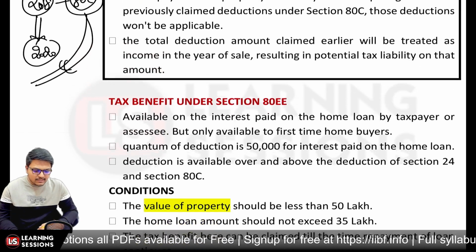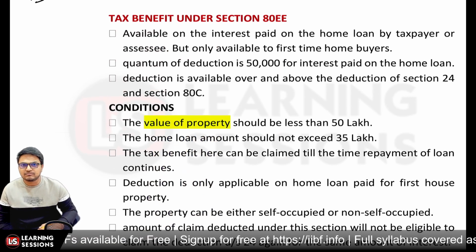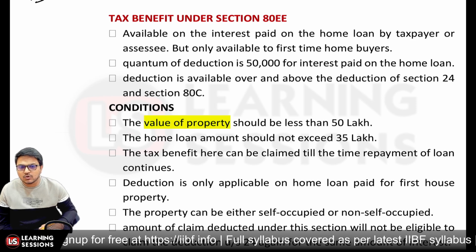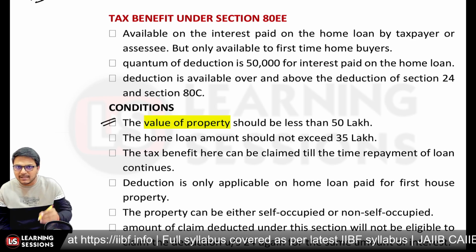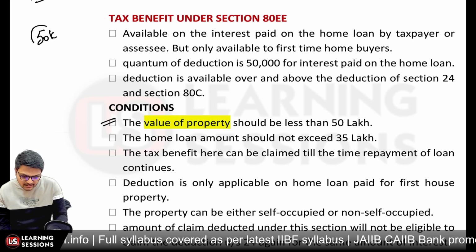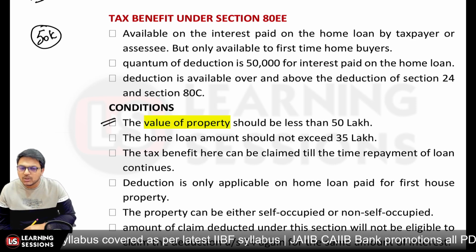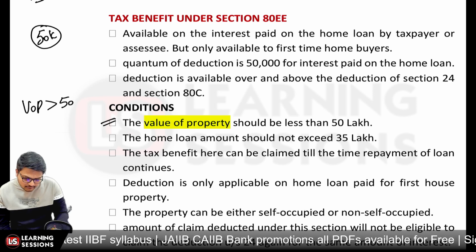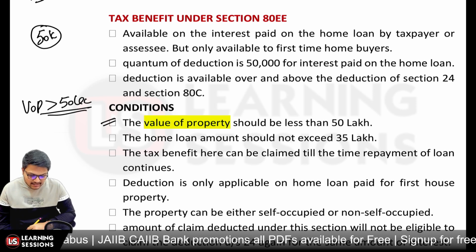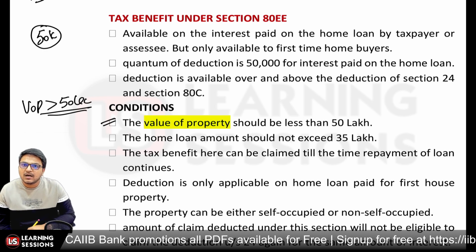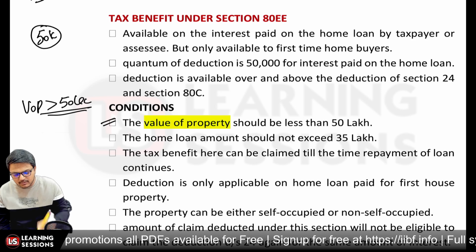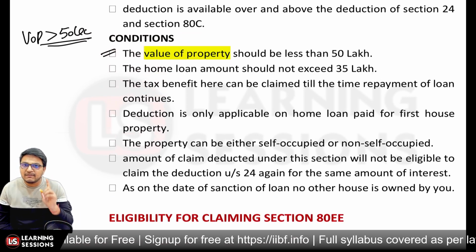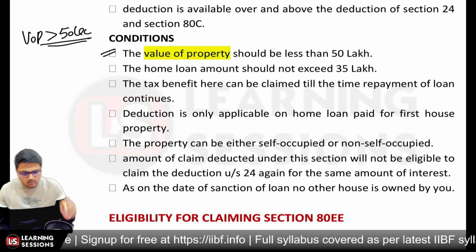So that's the case. And further, it's related to tax benefits under section 80EE. I have already told you what it is all about. So what are the conditions for the same? If you want to take the benefit of another 50,000 rupees under 80EE, the first condition is that the value of the property should not be greater than 50 lakh rupees. And the home loan amount should not exceed 35 lakh rupees. So the value of property should not exceed 50 lakh, and the home loan amount should not exceed 35 lakh. And further, the tax benefit can be claimed till the repayment of the loan continues.